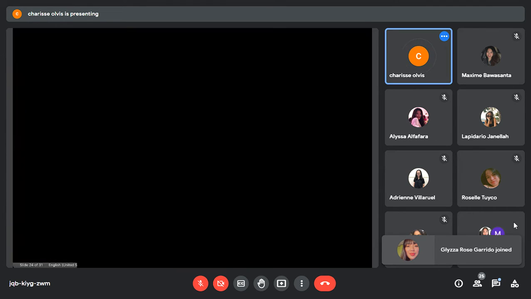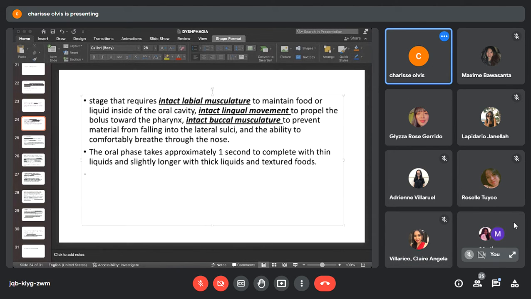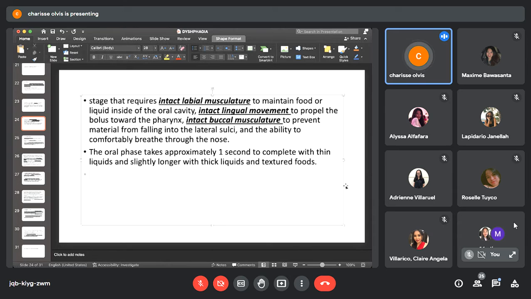Clear about the oral stage? Before we move to the pharyngeal phase. None so far?